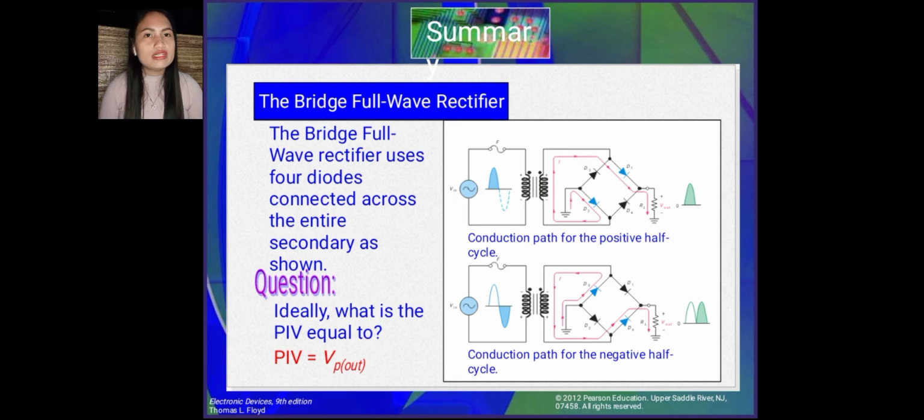So, sa given illustration, kagaya ng sinabi ko kanina, na during the positive half cycle of the input, D1 and D2 are forward biased and conduct current. Ang D3 at D4 are reverse biased. At during sa negative half cycle of the input, ang D3 at D4 are forward biased and conduct current. D1 and D2 are reverse biased.